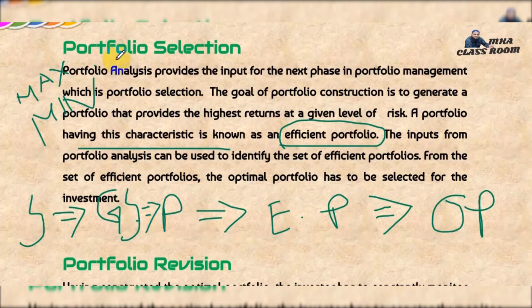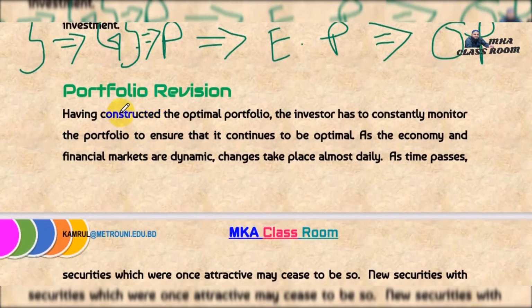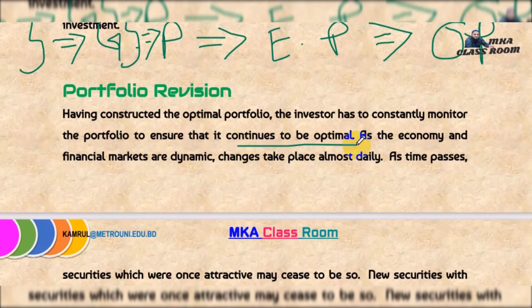After that there arises portfolio revision. Having constructed the optimal portfolio, the investor has to constantly monitor the portfolio to ensure that it continues to be optimal. That is portfolio revision. So you select the optimal portfolio, then you have to revise or monitor it to ensure it continues to be the optimal portfolio.